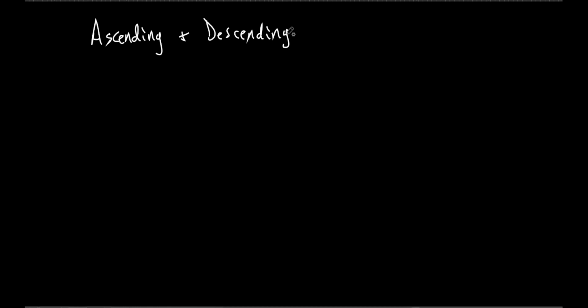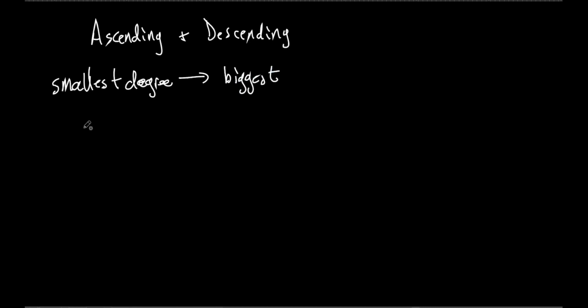So I ascend a mountain, right? That means I go up the mountain. When I descend, I go down the mountain. So ascending goes from the smallest degree to the biggest. I'll just put an arrow. And then descending goes from the biggest to the smallest degree.